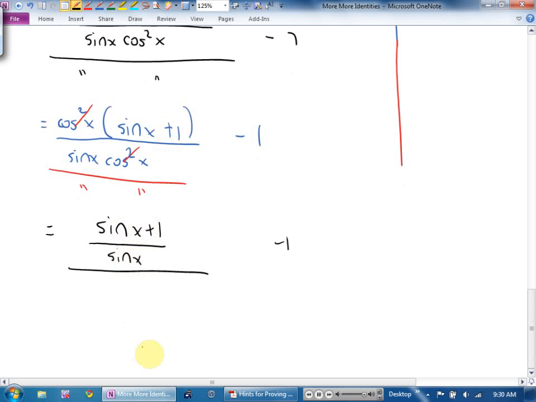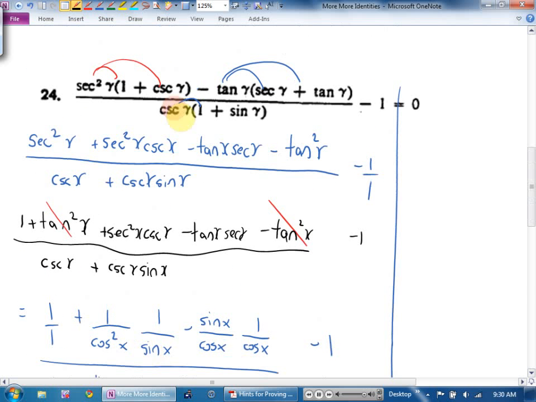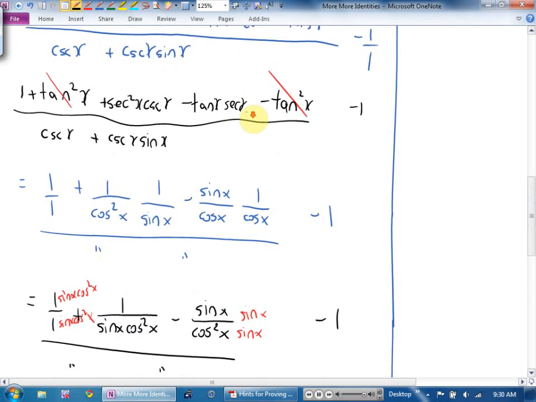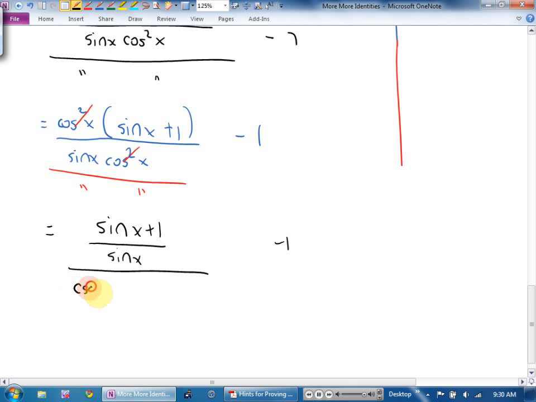Let's rewrite the bottom finally, which was cosecant plus cosecant sine. Okay, now it's annoying. By the way, cosecant is what over what? 1 over sine? Did you get a sine on the bottom? And will that give me a sine on the bottom? See, I think we're on the right track. In fact, I'm willing to bet in 2 lines this is going to turn into sine x plus 1 over sine x. And we're done.